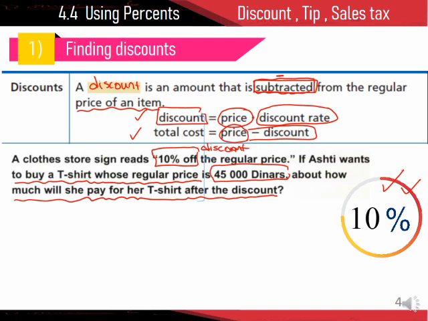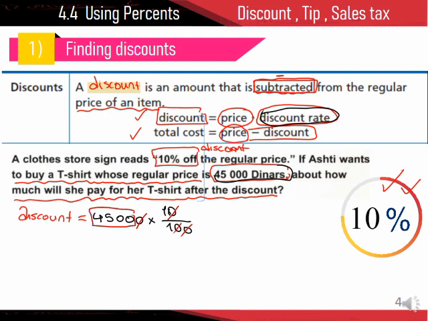First, we have to find the discount. The discount is equal to the price, which is 45,000 dinars, multiplied by the discount rate, which is 10%. As you know, 10% means 10 over 100. With 10%, we always write it over 100. Now we are going to eliminate zeros: 10 with 10, and here also 10 with 10. So it remains 4,500. So the discount is equal to what?